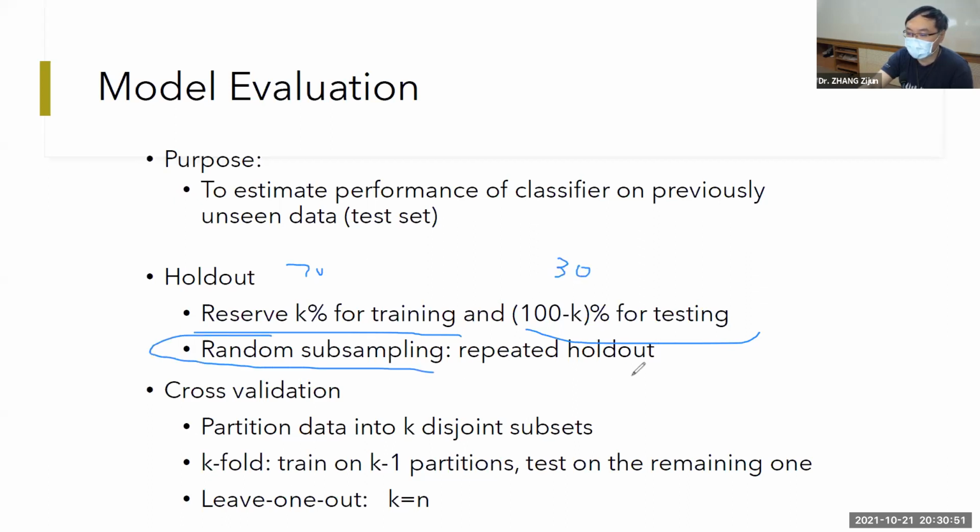Or you can do random subsampling, which is kind of repeated. You use random sampling to generate 70% of the data for training and 30% for testing.